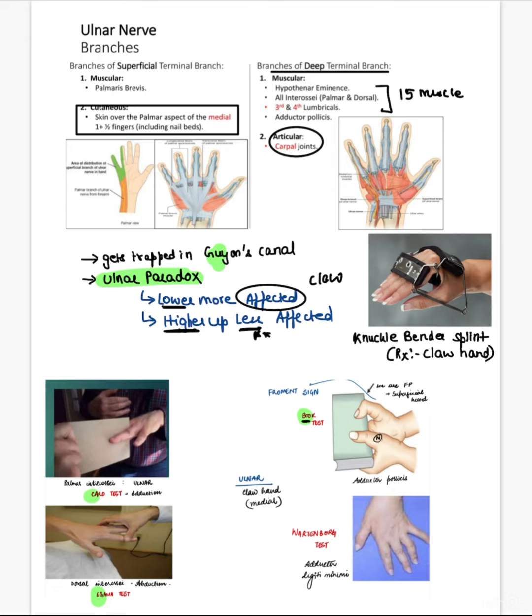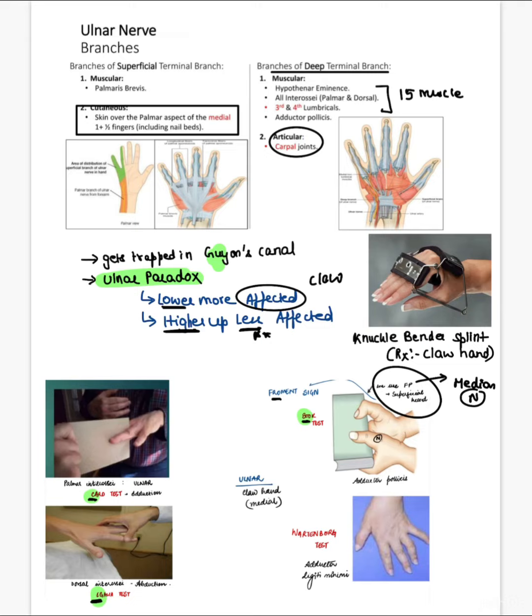Then the tests, guys. Remember B first of all: B for book test, C for card test, D for dorsal interossei, E for Egawa test, F for Froment test. This is the normal thing, but what happens when it is paralyzed, you try to use the thumb muscle. That is your Froment sign, because the flexor pollicis longus is supplied by your median nerve. So that is your book test.